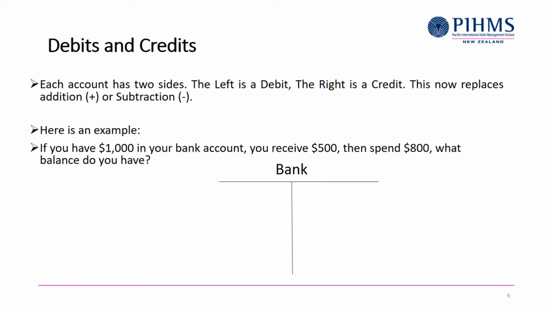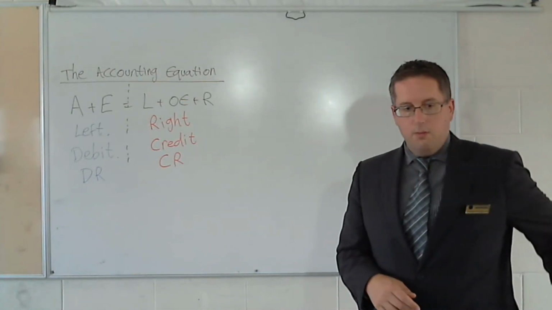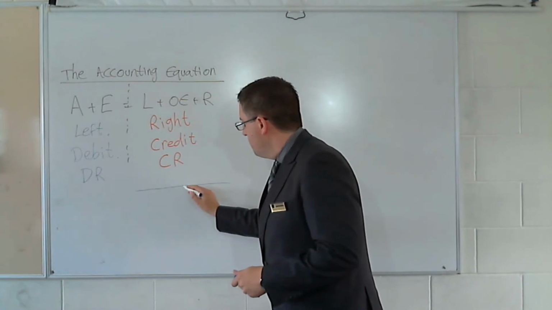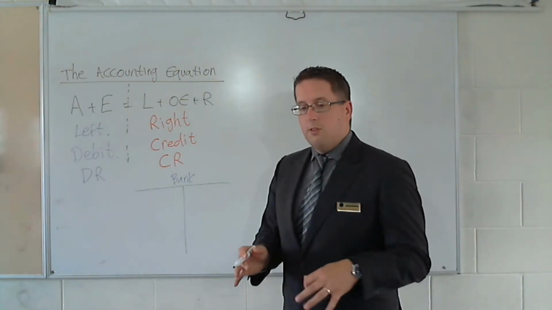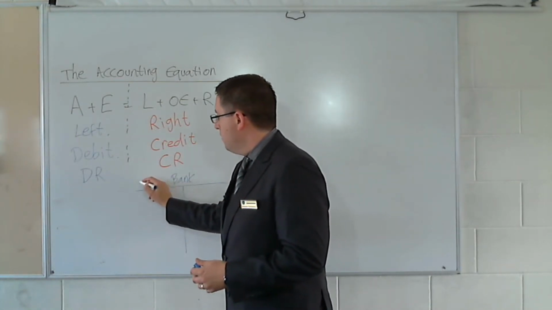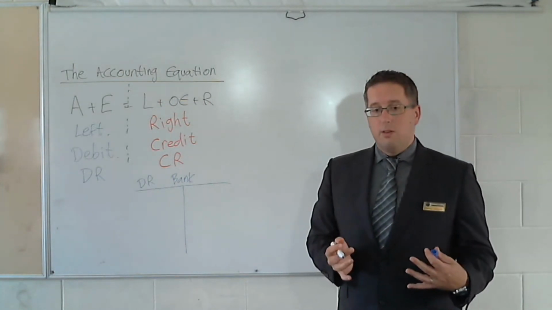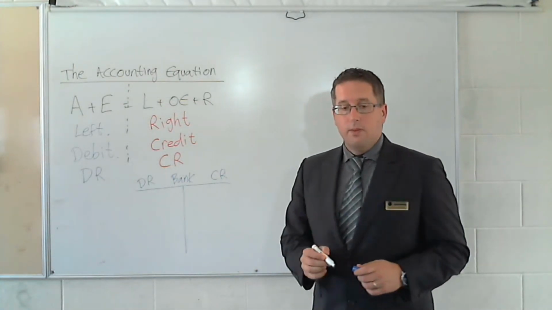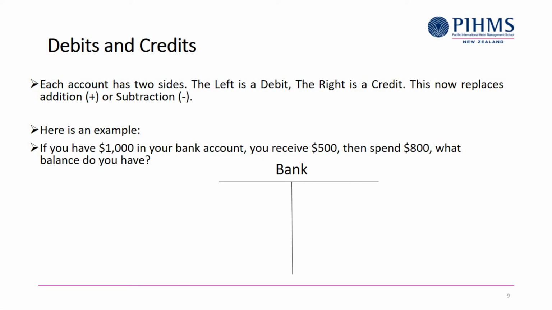So when we look at debits and credits, we need to think about each individual account. Think about maybe a bank account. Every account has two sides. Each account has a left-hand side and a right-hand side. The left-hand side is the debit side. The right-hand side is the credit side. Now, this replaces adding and subtracting. We don't actually do that in accounting. Things are recorded as either a debit or a credit, on the left or on the right.